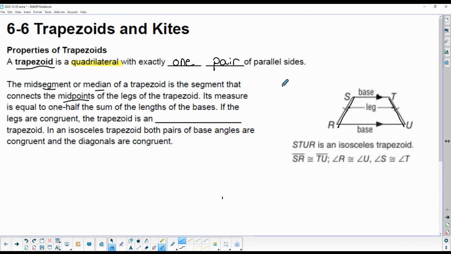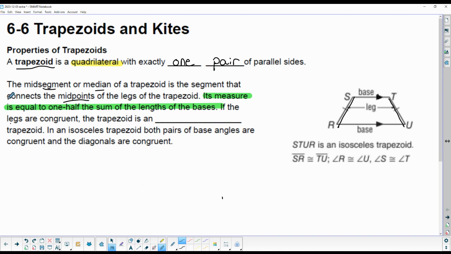If I were to connect the midpoints of these two and draw a line across, that would be called the median. Its measure, and this is going to be really important for most of the problems that we're going to do, so I want to highlight this in green. Its measure, the median, is equal to 1/2 the sum of the lengths of the bases. So if you add those two bases together, half of that would be how long that median is.